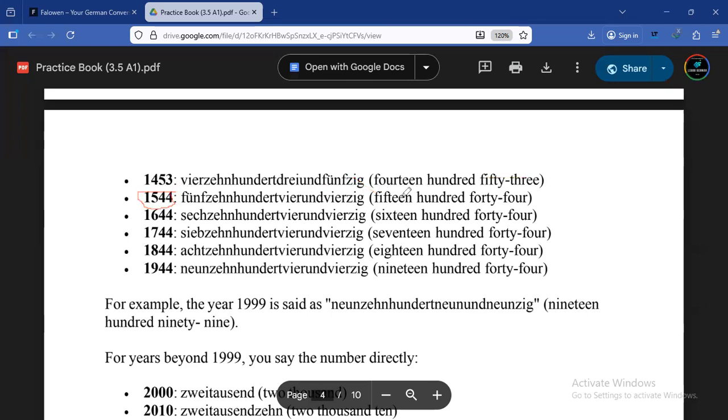1554 is going to be 1544. We just put 100 in the middle. So 15 is 15, 100 is 100, and 44 is going to be 44. 1644 is going to be 1600. 16 is 1600. 44 is 44.